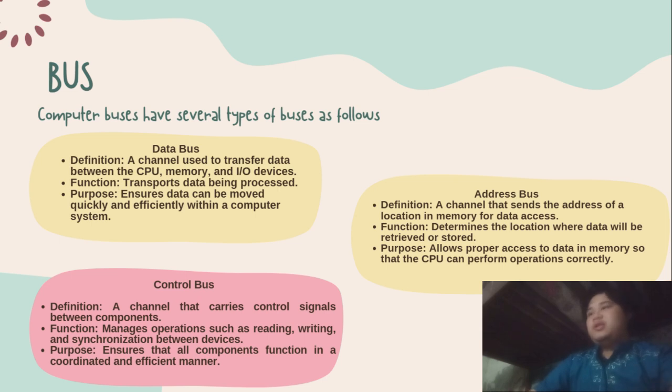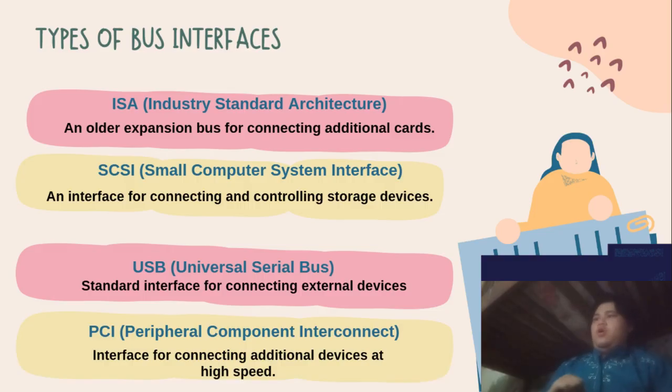And in the next slide, we have four types of bus interfaces. They are ISA, SCSI, USB, and PCI, another expansion for bus.